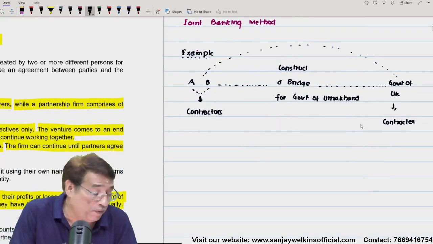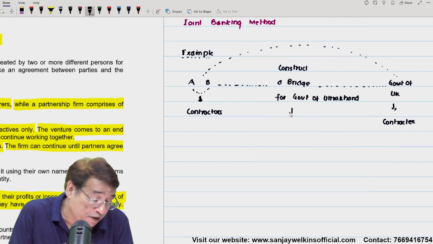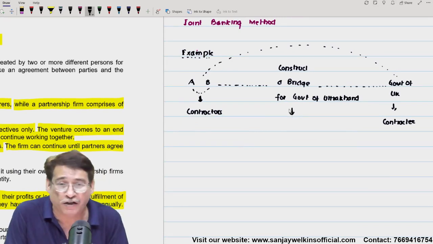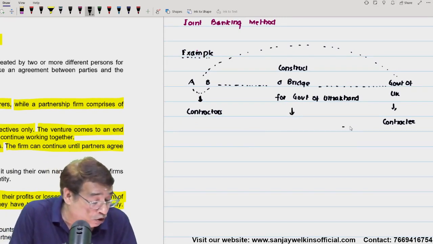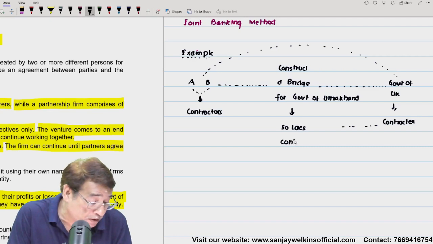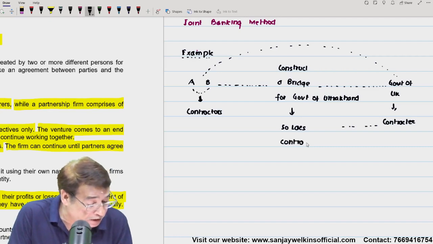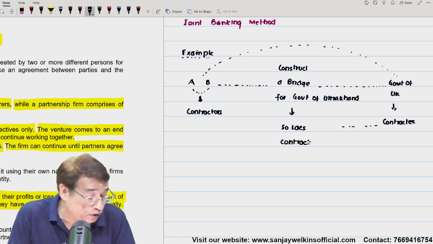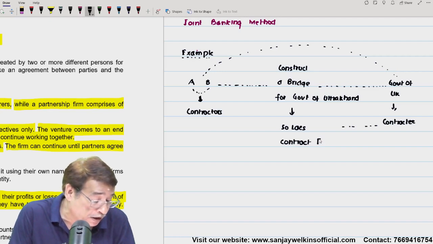As per the agreement, once the bridge is completed, the Uttarakhand government will, let us say, provide rupees 50 lakhs as contract price. 50 lakh is your contract price. That means the moment the bridge is constructed, the government of Uttarakhand, which is the contracting party, will provide us 50 lakh rupees.